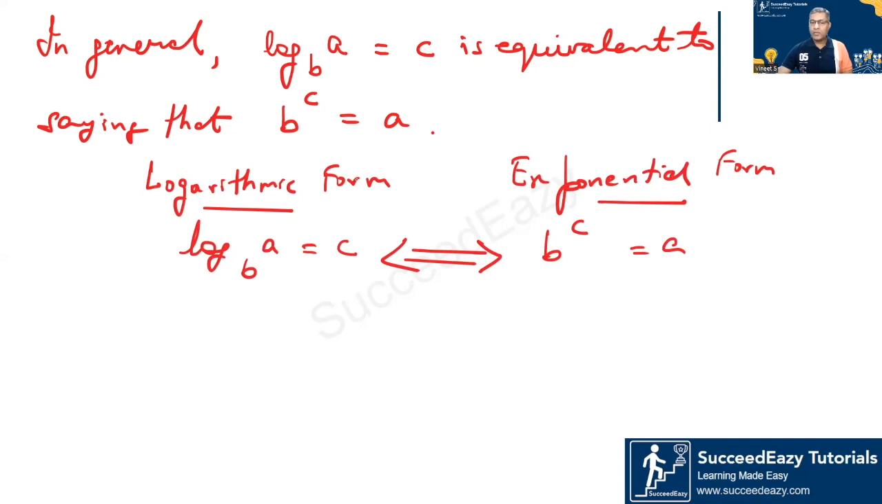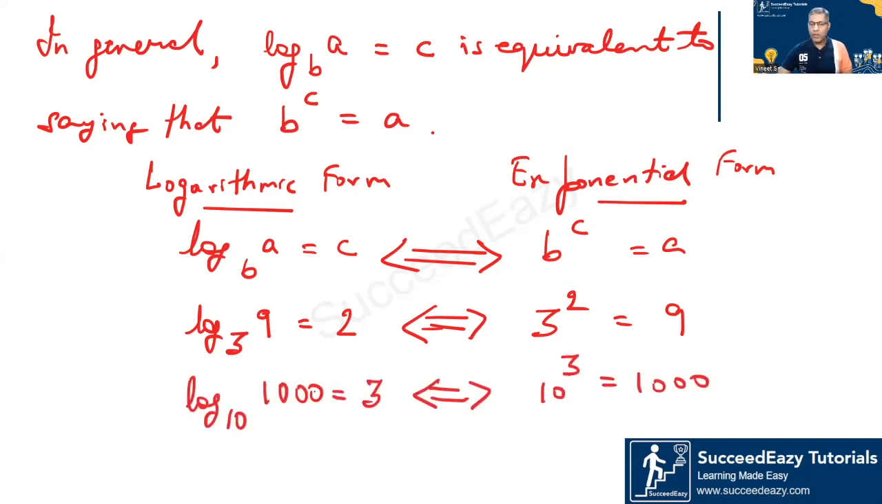So logarithmic form is log of a to the base b equals c, and exponential form is b raised to c is a. Log of 9 to the base 3 equals 2. This implies that 3 raised to 2 will be equal to 9. Similarly, log of 1000 to the base 10 equals 3 means basically that 10 to the power 3 is equal to 1000. Now you can go this way or you can go this way, right? That means you can say that if this is true, then log of 1000 to the base 10 will be equal to 3.